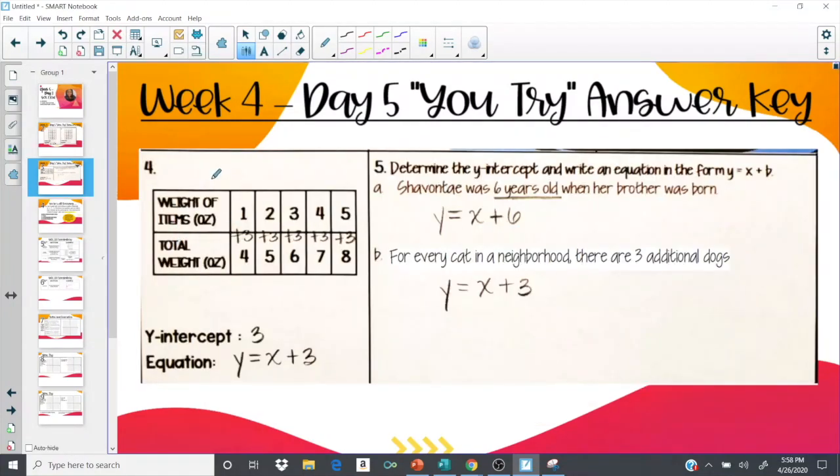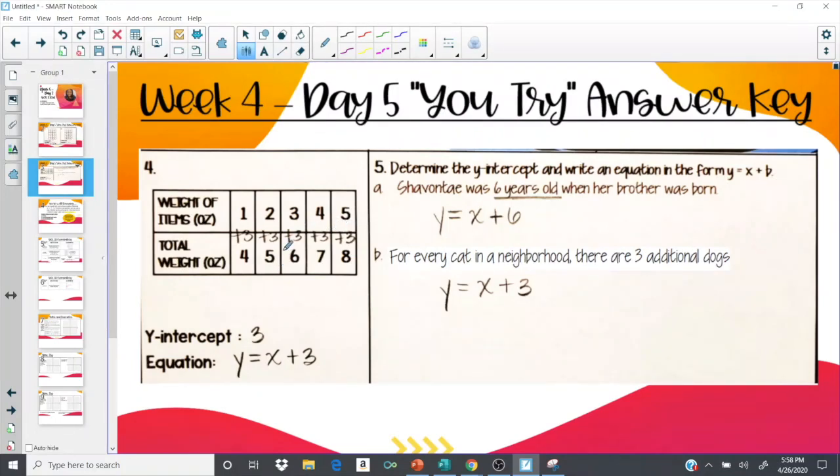Okay. Number 4, they give you another table of values, and it compares the weight of items to the total weight. So again, look between your x and y values and figure out what's happening between the two values. So 1 to 4, 2 to 5, 3 to 6. How can I go from 1 to 4 or 2 to 5? You can add 3. 1 plus 3 will give you 4. 2 plus 3 will give you 5. And so on.